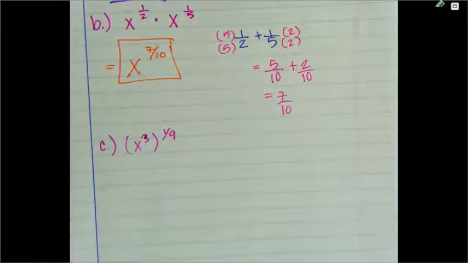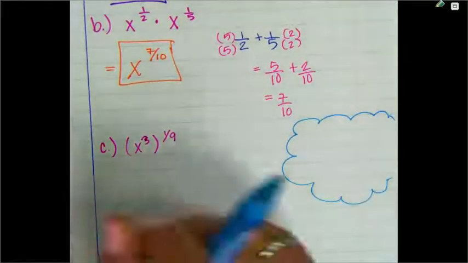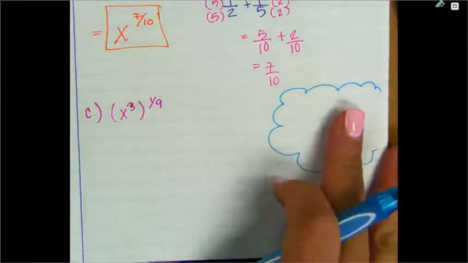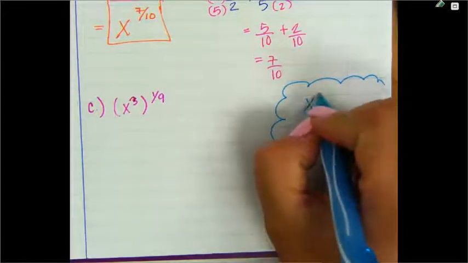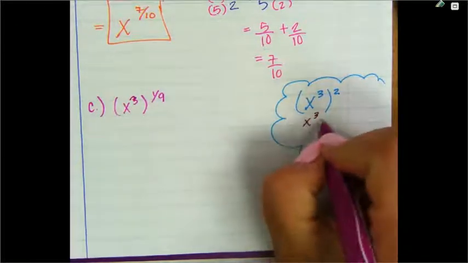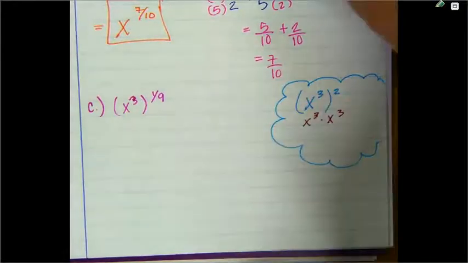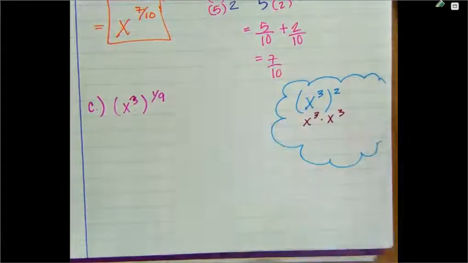All right. Back to our remember when bubble. Last week, we did x to the third to the second power, right? What did it mean to be x to the third to the second power? X to the third times, you write it 2 times. So it said x to the third times x to the third, yes? And then you're going back to the rule up above, and we knew that 3 and 3 is how many?